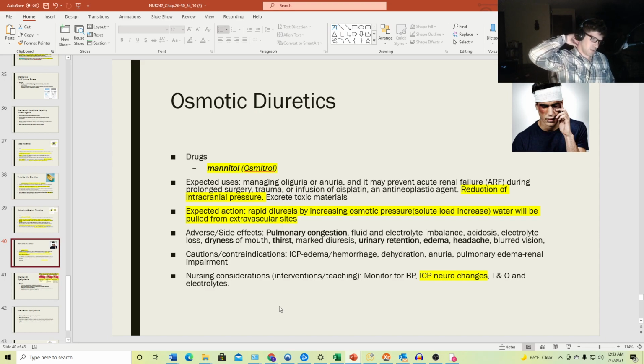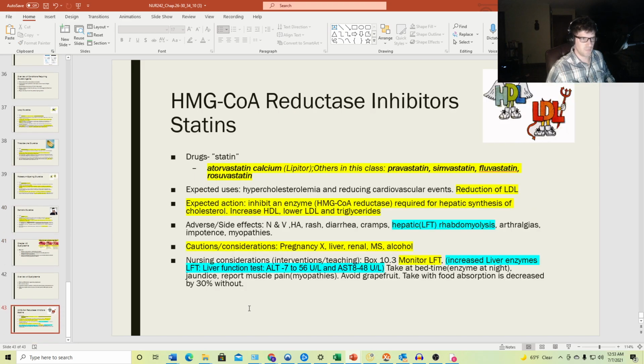And then nursing considerations, interventions and teachings: monitor blood pressure, intracranial pressure, and neuro changes. That's highlighted, something you're going to want to monitor. And then eyes, nose, and electrolytes. So that's it for the diuretics.